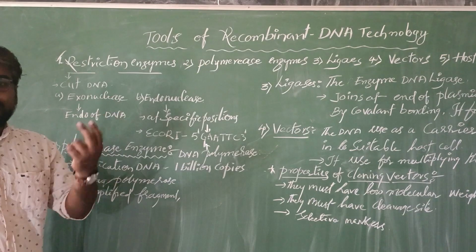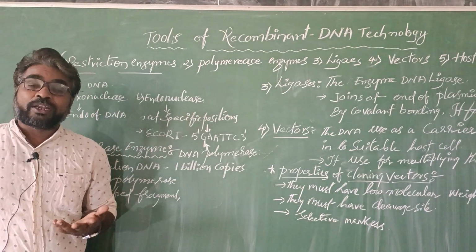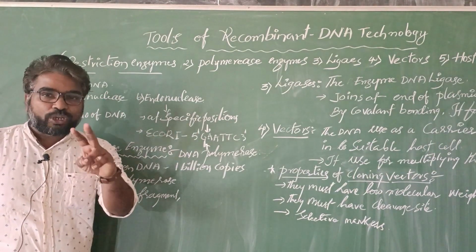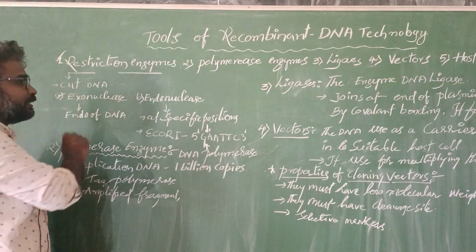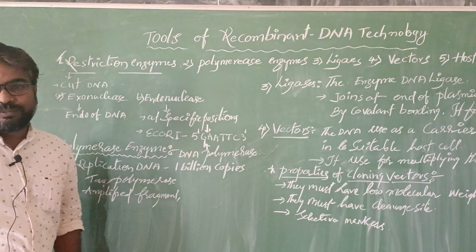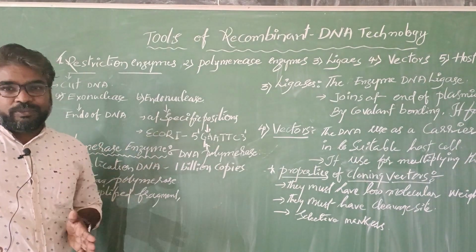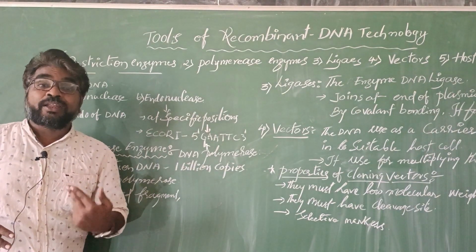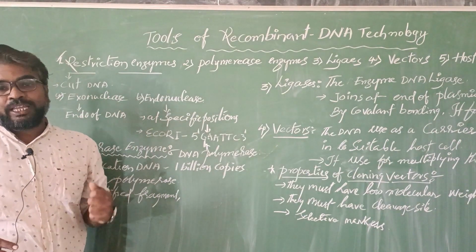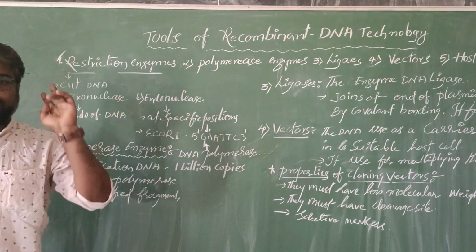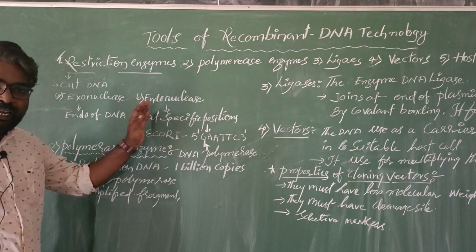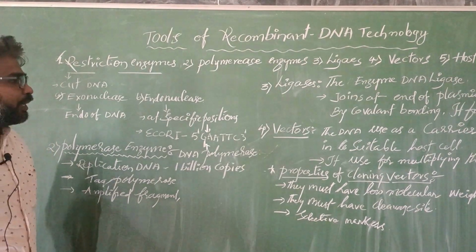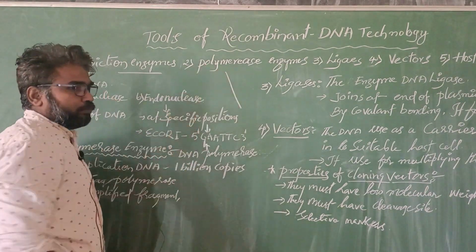Depending upon where it cuts, the restriction nucleases are of two types. Number one is exonucleases, the second one is endonucleases. Ase means enzyme, restriction means cutting. Depending upon which side it cuts, the restriction enzymes are two types, exo and endo: exonuclease and endonuclease.